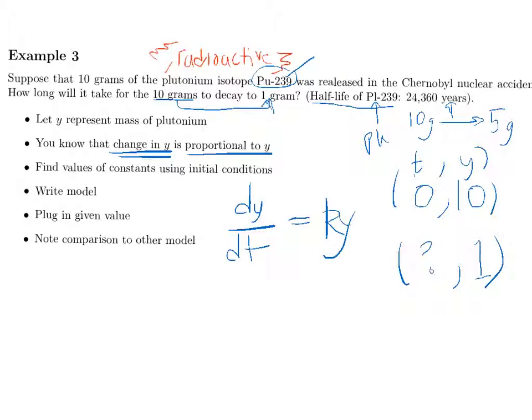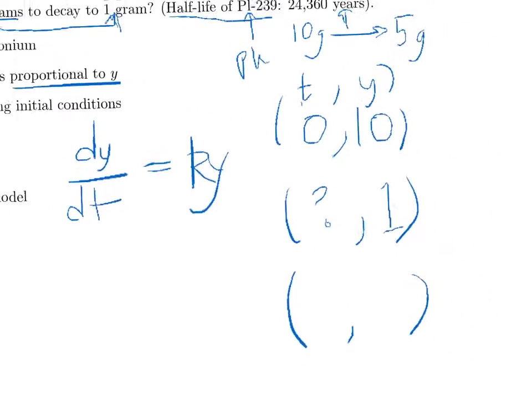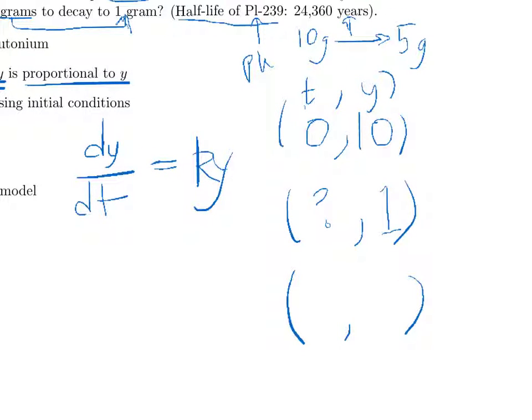Yeah, after this many years, we will have 5 grams. Using the half-life, we can say that after 24,360 years, so I had to write it a little bit small, we'll have 5 grams. So again, we have 2 initial conditions, and then what we want. As a reminder, for these problems, you do have to have 2 initial conditions to solve them.